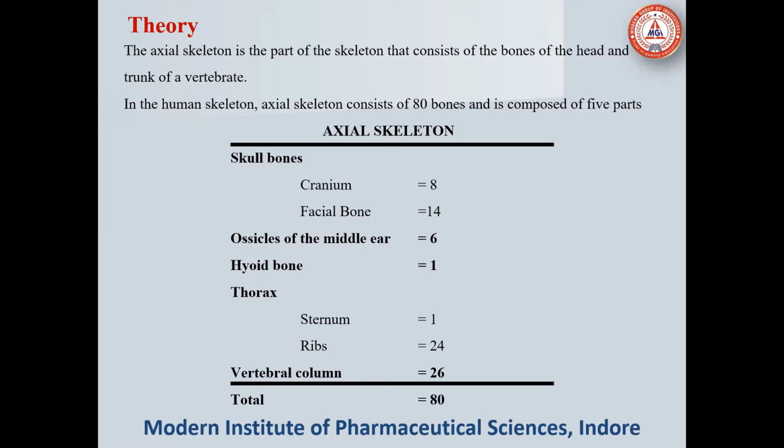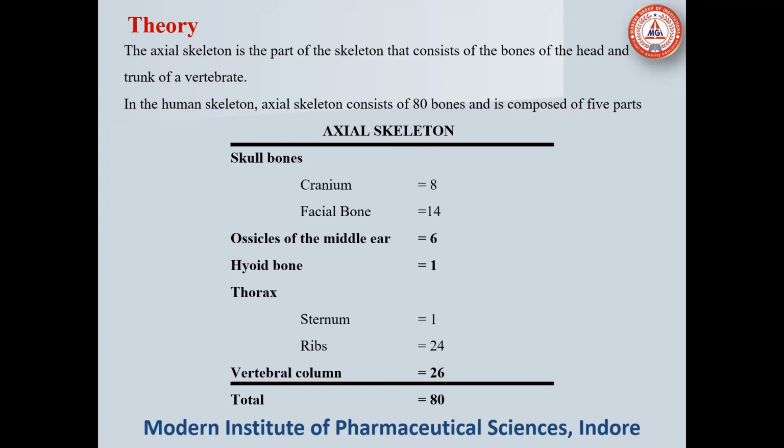Now, what is the axial skeleton? The axial skeleton is the part of the skeleton that consists of the bones of the head and trunk of the vertebrae. In the human skeleton, the axial skeleton consists of 80 bones and is composed of 5 parts. The bones forming this structure constitute the central bony core of the body, the axis.